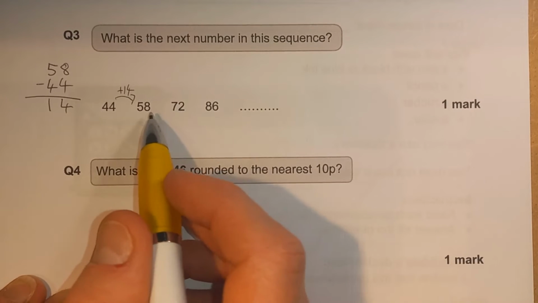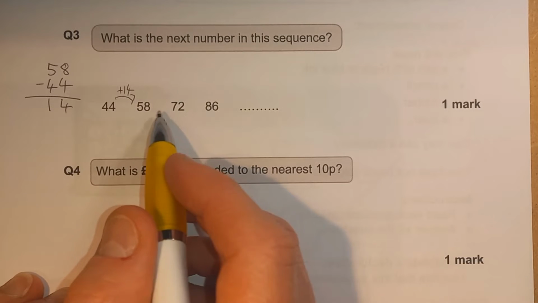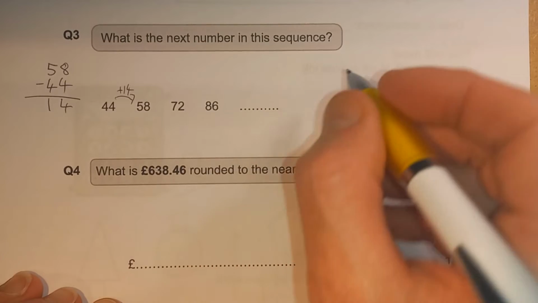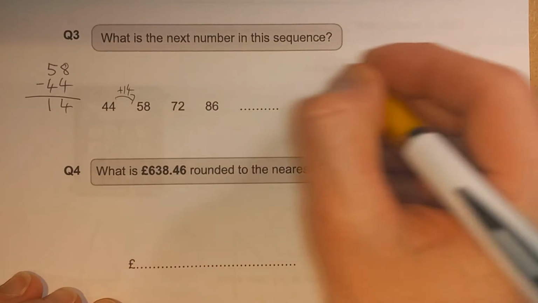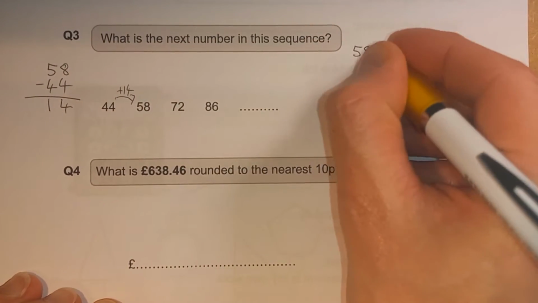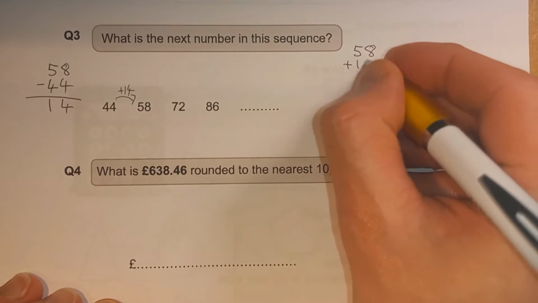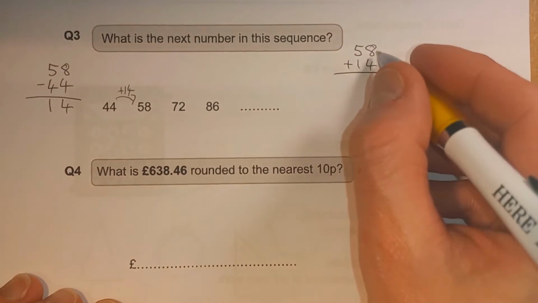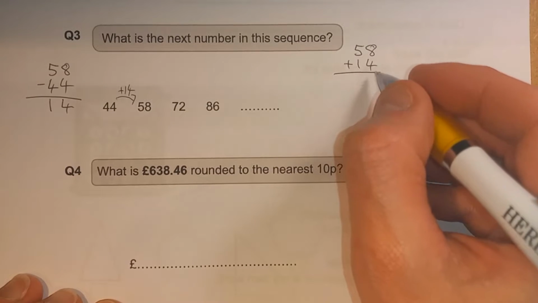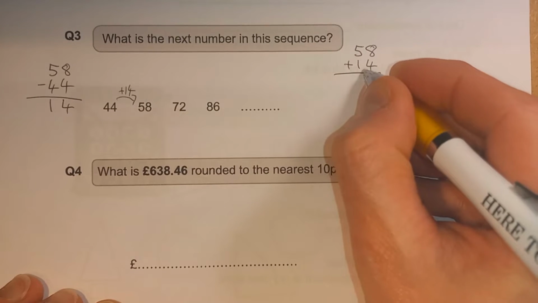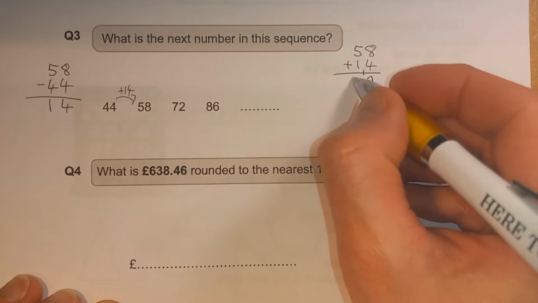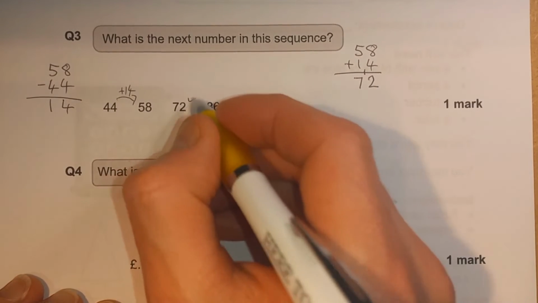But actually, what might be simpler than doing a subtraction is to say, well, let's assume that it is adding 14 on each time. So if we start with 58, I'll do it over here, 58. And let's try adding on 14 and see if that's going to get us to 72. Well, 8 plus 4 is going to be 9, 10, 11, 12. So 2 carry the 1. 5 plus 1 is 6, plus another 1 is 7. So yeah, that does give us 72.